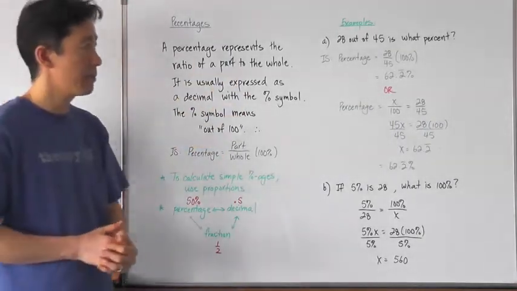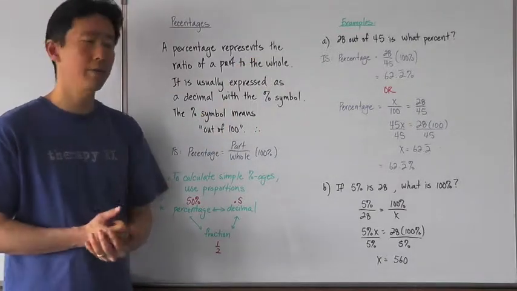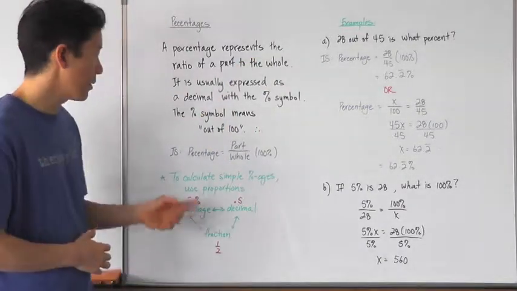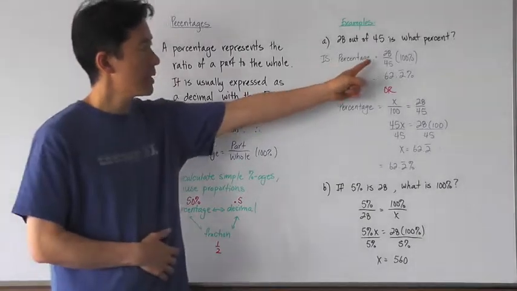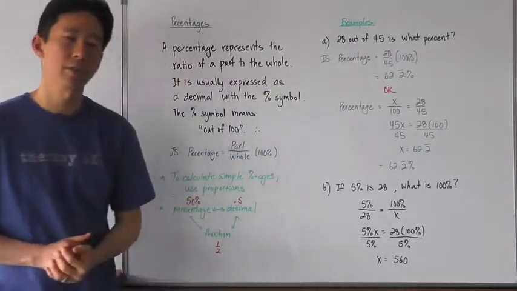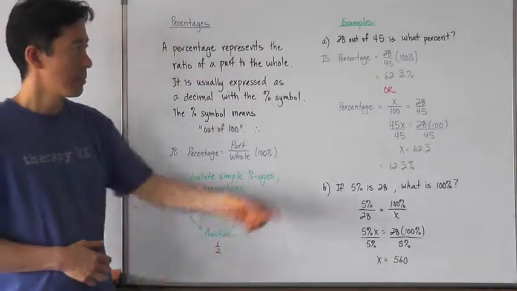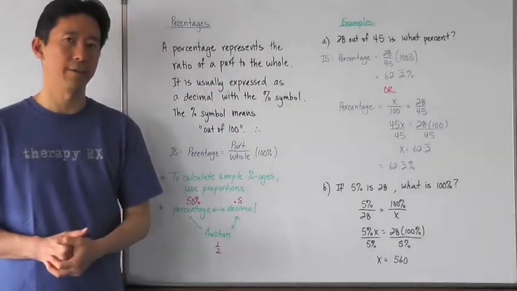Now taking a look at a couple of examples, here's A. It says 28 out of 45 is what percent? Now we can go ahead and use our initial statement, which is this right here, and notice that the part is 28, the whole is 45, and then we're trying to determine what percentage that is. Put that into your calculator and you should come out with 62.2 repeating percent.